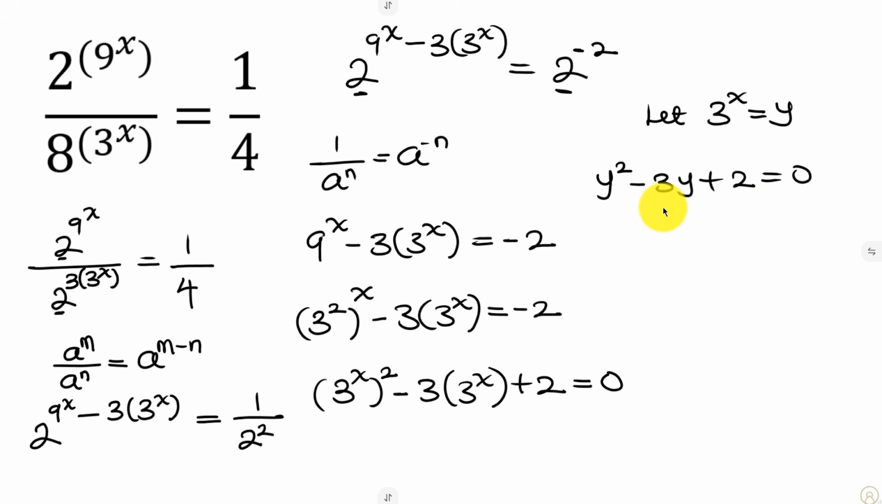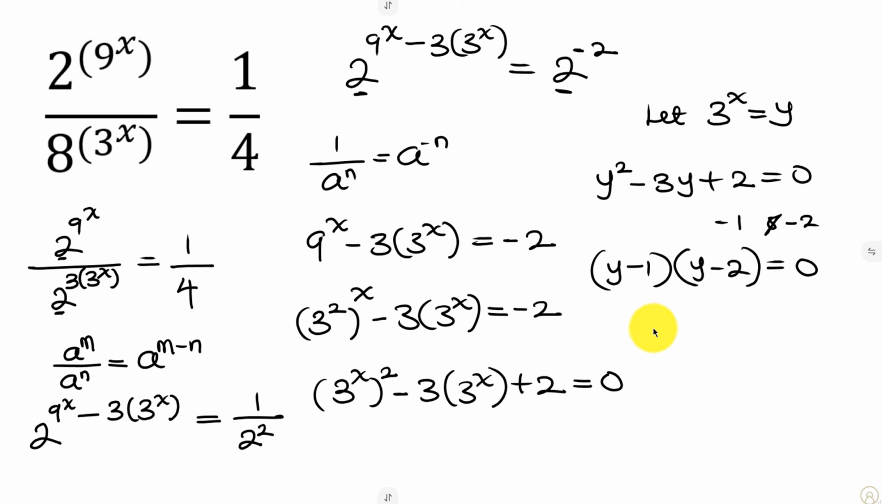So we have a nice quadratic equation. Now in this quadratic equation, we can actually factorize. The factors of plus 2, we can use negative 1 and negative 2. Their multiplication gives plus 2. Their addition gives negative 3. So this factors into y minus 1 times y minus 2. Good. And this is equal to 0.